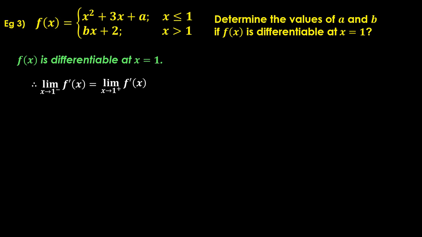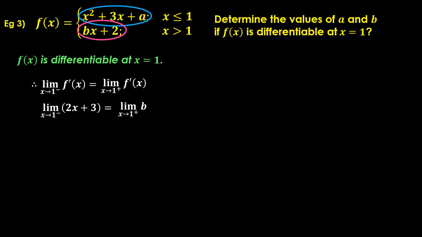So we want the derivative as x approaches 1 from the negative side. So we want the derivative of x squared plus 3x plus a. And the derivative is 2x plus 3. So the limit as x approaches 1 from the negative side is 2x plus 3. And then the derivative of bx plus 2 is just b.